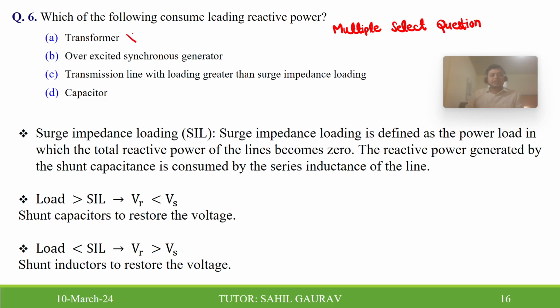An overexcited synchronous generator or overexcited synchronous motor, both supply lagging reactive power. That means it consumes leading reactive power. So this is correct.